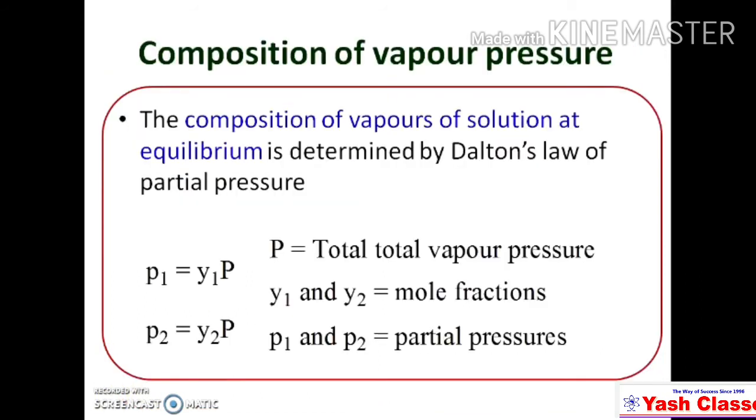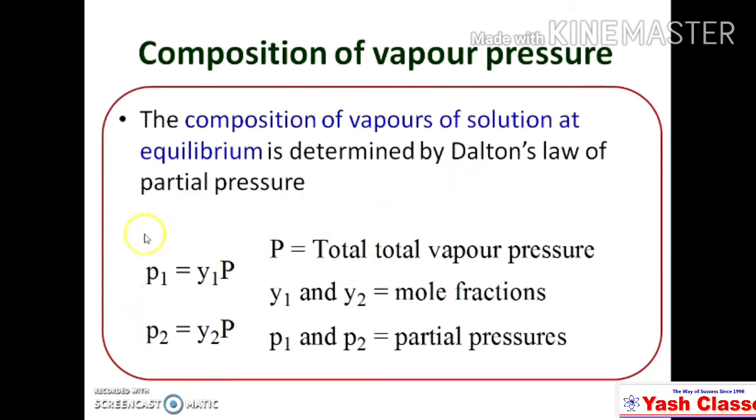Next point is composition of vapor pressure. The composition of vapors of the solution at equilibrium is determined by Dalton's law, Dalton's law of partial pressure. Statement of this law I already explained. According to Dalton's law, the total pressure of a solution is the sum of the partial pressures of various components.